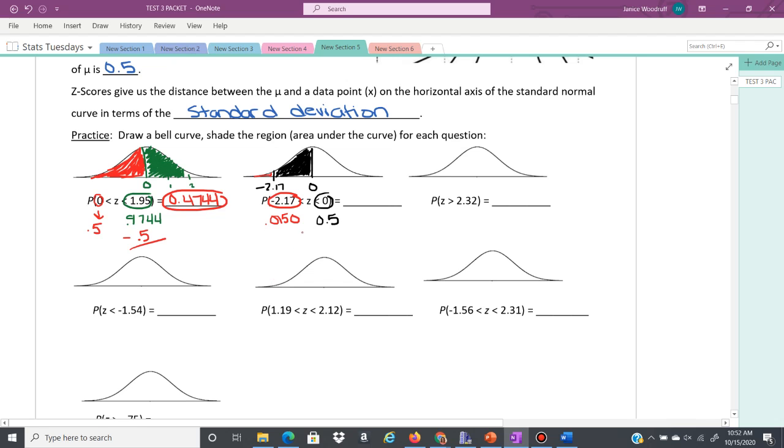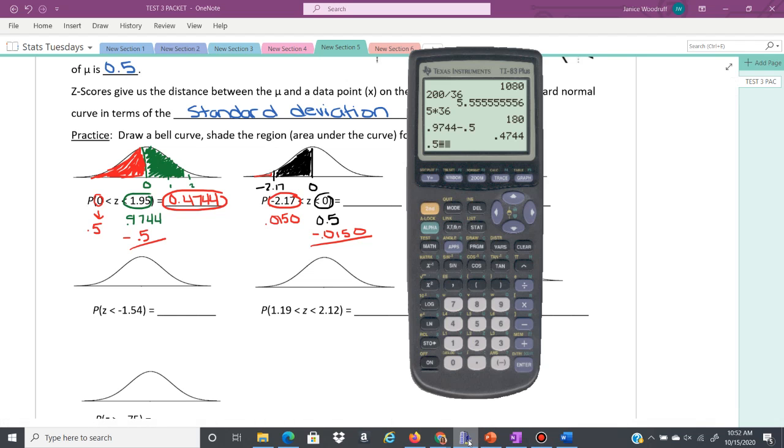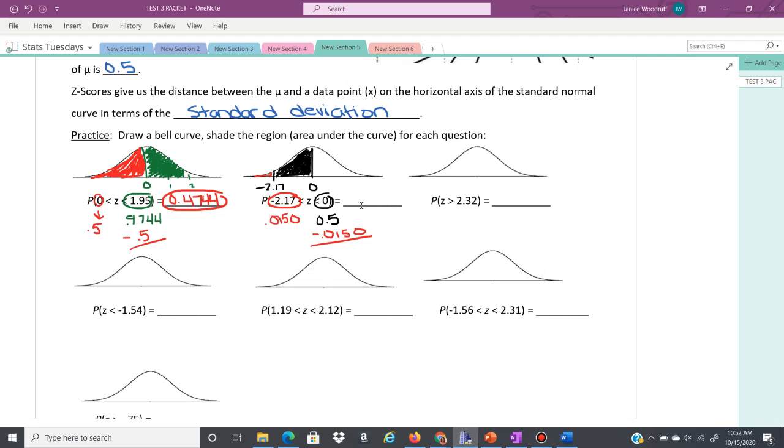Okay, so now you're going to subtract. And you can subtract this way because probability is never going to be negative, but typically I like to go like this, 0.5 minus 0.015. And that's going to give us 0.485. Okay, and if I look at my curve, that has to look reasonable. 0.485 is almost half of the curve, and if I look at the area shaded in black, that is almost half of the curve.